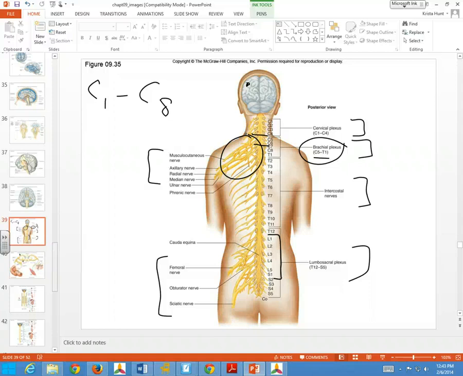Okay, so maybe you're saying protection from bone or protection from just the whole group of them together. I'm with you. I'll give you a partial credit for that one.